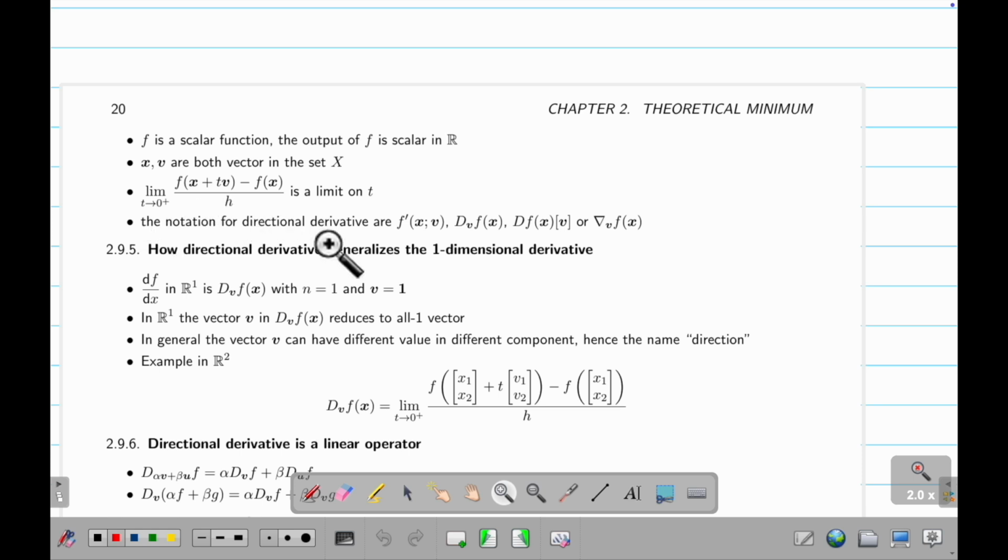Then the notations are these. There are many notations, and different books use different notations. I always use this one. I strongly recommend you don't use this one, because it is confusing, so better to use the first three. I use the second one.